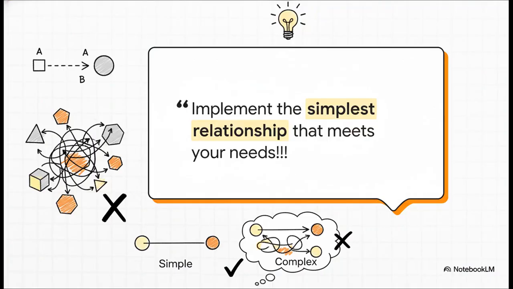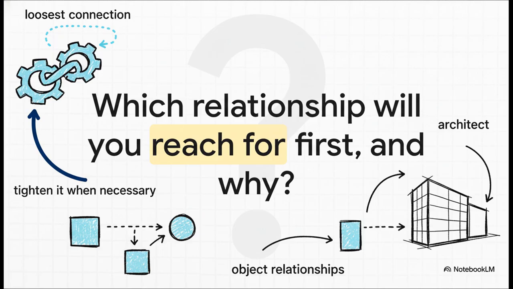Now, if there is one thing, just one thing you take away from all this, please let it be this. Always, always choose the simplest relationship that gets the job done. Don't over-engineer your code trying to perfectly model the real world. Your goal is working software, not a perfect philosophical model. Simplicity wins.